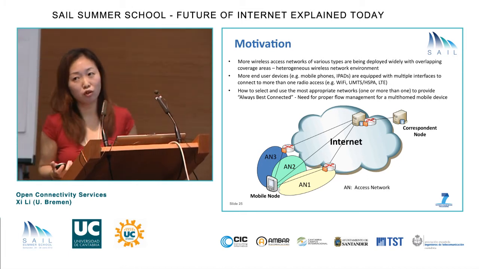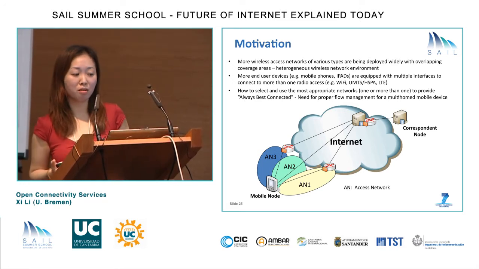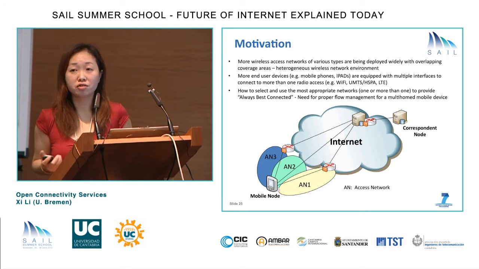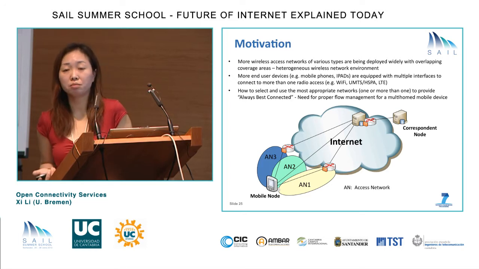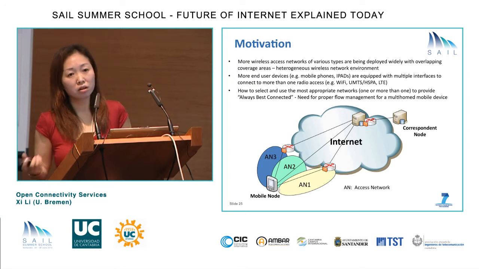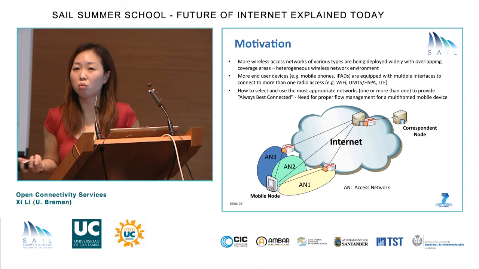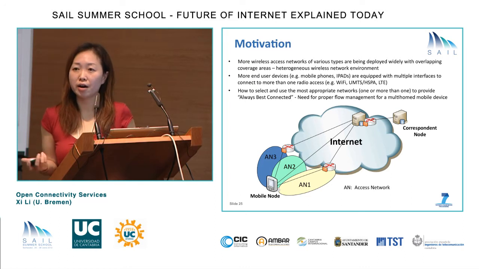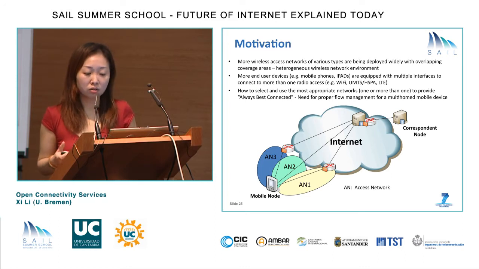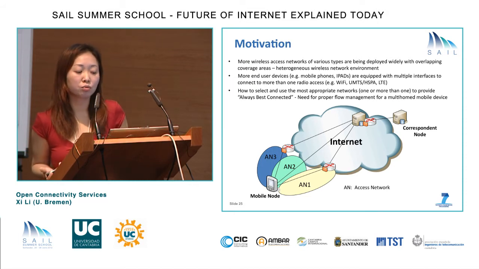So why do we need flow management? Where is the motivation? Nowadays, with the evolution of wireless technology, there are more and more wireless access networks of different types being deployed by the network operators, and often they overlap in the same coverage areas. Imagine you are in an airport or train station with a smartphone: you can connect to a Wi-Fi hotspot, or you have a 2G or 3G connection, or possibly an LTE or wireless connection. All these different wireless technologies create a heterogeneous wireless network environment for mobile users.